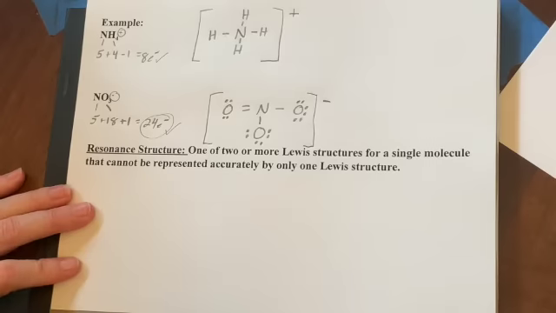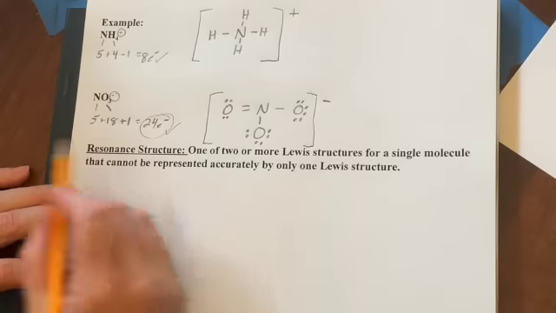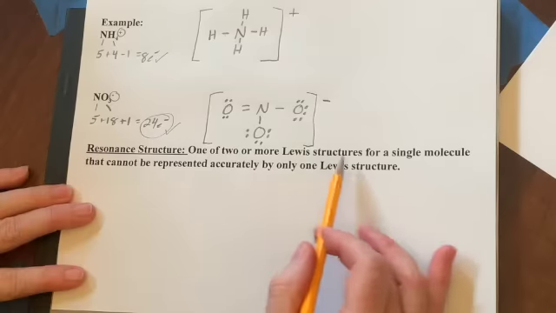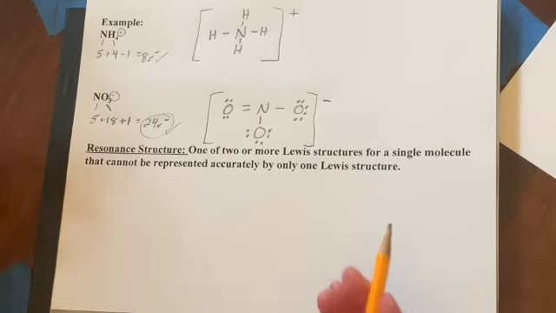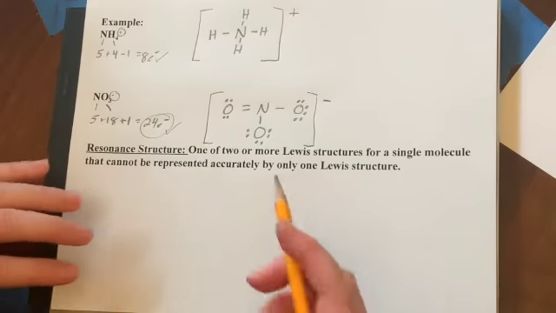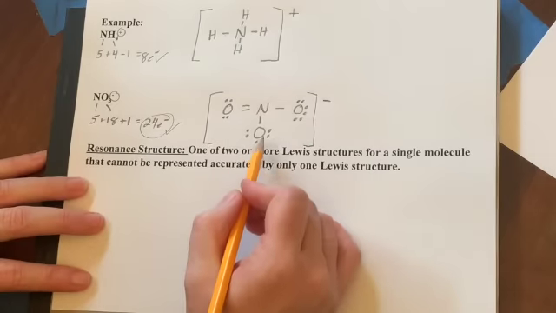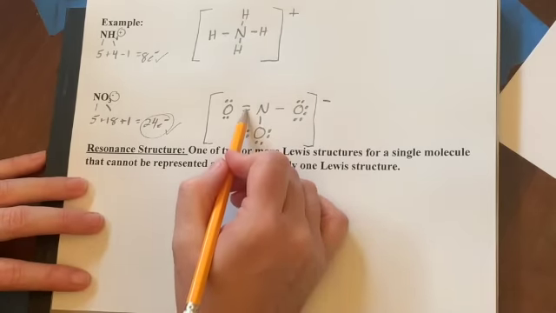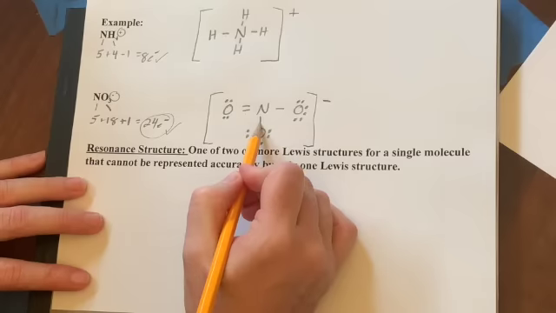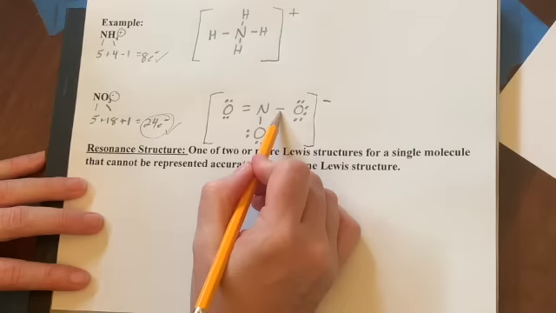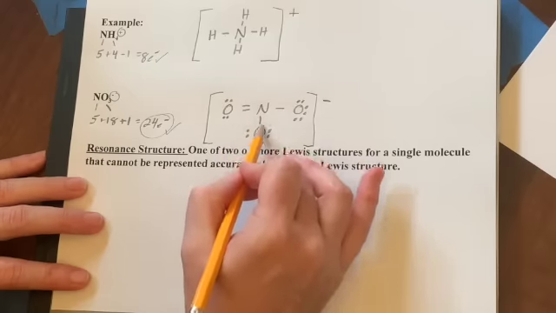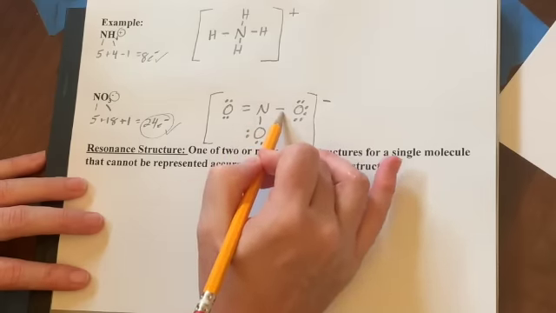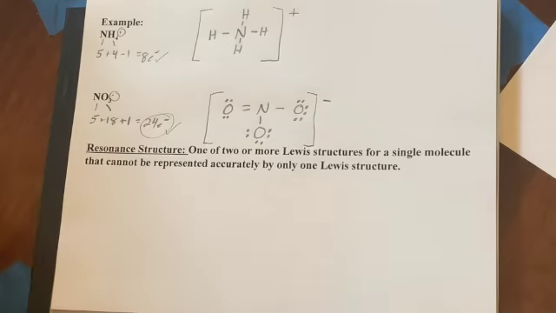One last note, what is known as a resonance structure. It's one of 2 or more Lewis structures for a single molecule that cannot be represented accurately by one Lewis structure. What does that mean? It means sometimes you're going to get in situations like we were here with nitrate. There's a double bond here, but you could have put the double bond on this oxygen and it would have been just as accurate, or you could have chosen to put it there, and it would have been just as accurate. Anytime you're choosing where the double bond goes, that is considered a resonance structure.